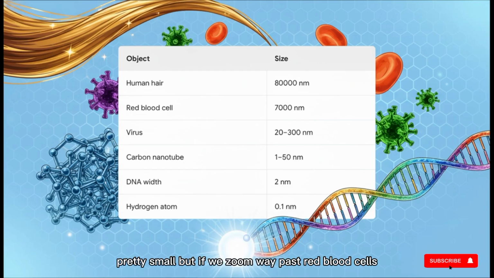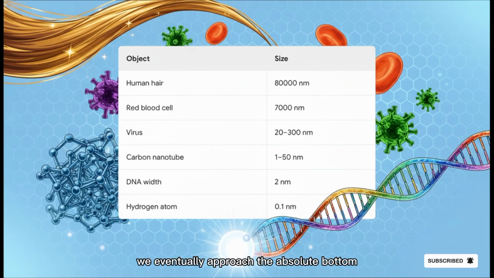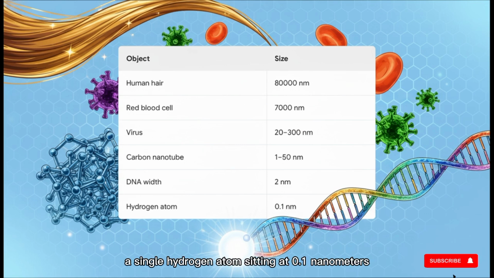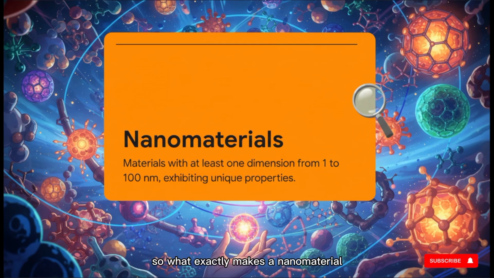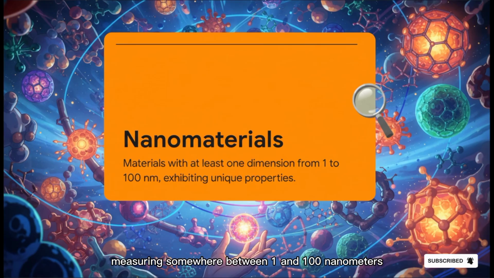Pretty small. But if we zoom way past red blood cells, past viruses, all the way down to the width of DNA at just 2 nanometers, we eventually approach the absolute bottom, a single hydrogen atom sitting at 0.1 nanometers. So what exactly makes a nanomaterial? Basically, it's any material that has at least one dimension measuring somewhere between 1 and 100 nanometers. And just to put that into perspective, 1 nanometer is exactly 1/1000th of a meter.